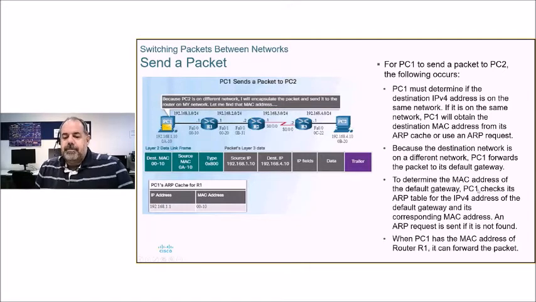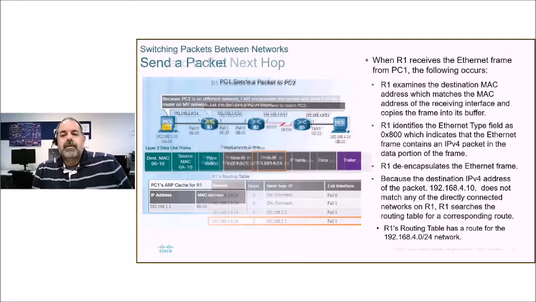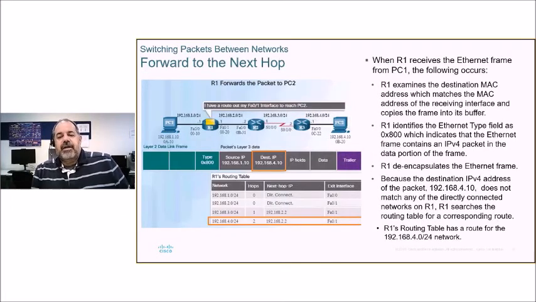To determine the MAC address of the default gateway, it checks its ARP table, or it will send out an ARP request, as I said. When PC1 has the MAC address of router 1, it can then forward the packet. When router 1 receives the Ethernet frame from PC1, it examines the destination MAC address and sees that it's the address for it.